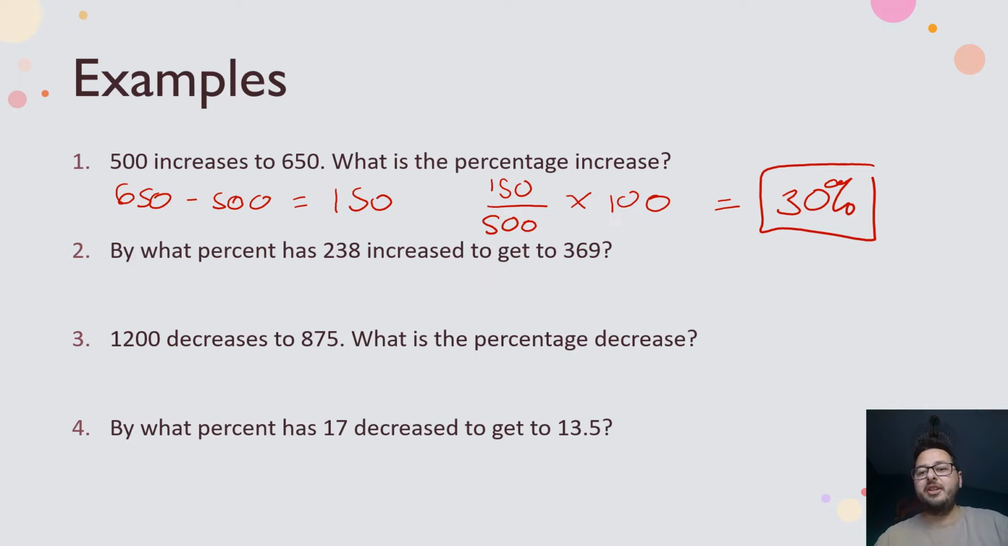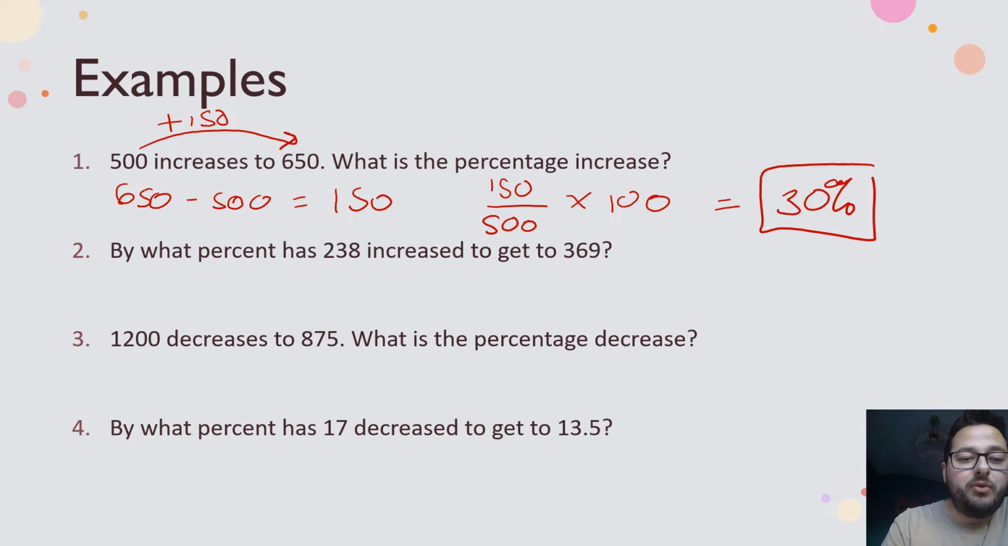Then you can double check that if you want. So for instance, what's 30% of 500? Well, 10% is 50, so 30% would be 3 lots of that, which is 150. And as you can see, from 500 to 650, that is adding 150 or 30%. All right, next one then. By what percent has 238 increased to get 369?